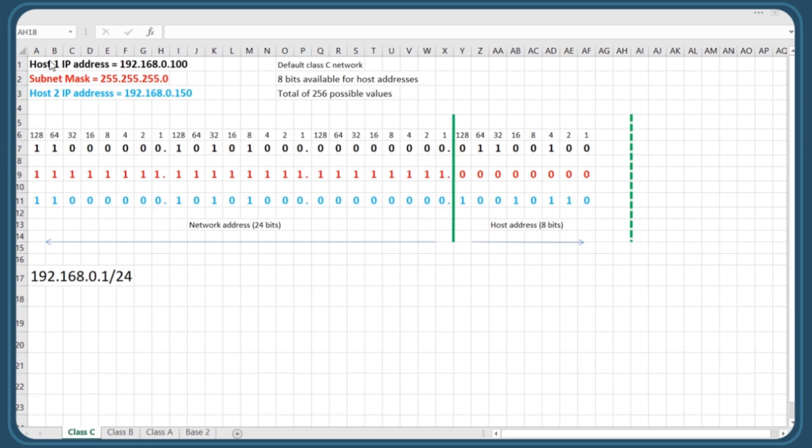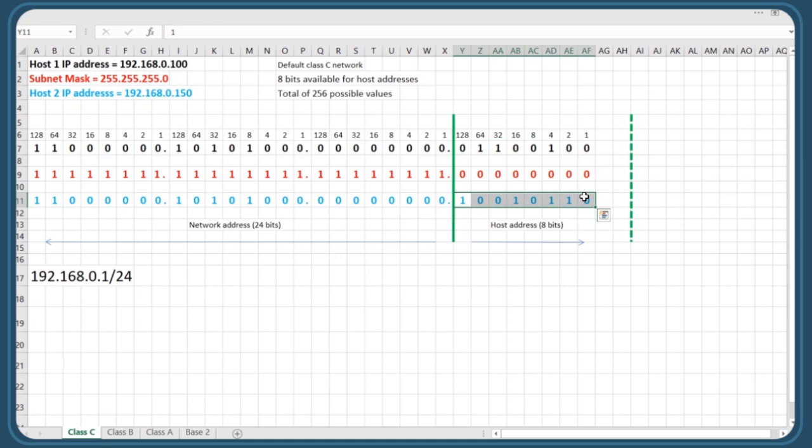So recall that we have two hosts, host 1, 192.168.0.100, and host 2, 192.168.0.150. And as it stands, in this default configuration, they are on the same network using the same subnet mask in its default state. So the division between network and host falls right here after 24 bits. This is the network, 192.168.0, identical for both hosts. This is host 100 on that network. This is host 150 on that network. So as it stands, we have a single network that can accommodate 256 possible values. And we know that because there are 8 bits available to address the hosts. And when it comes to subnetting, that is everything. It's not the value of these bits, it's how many bits there are.